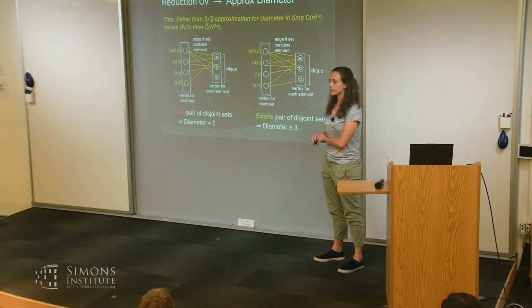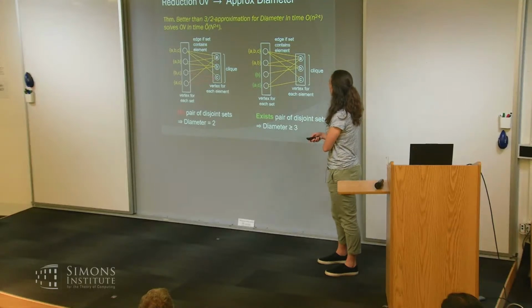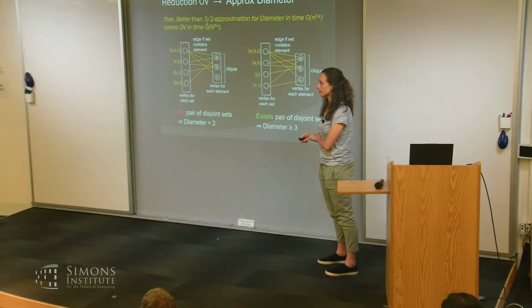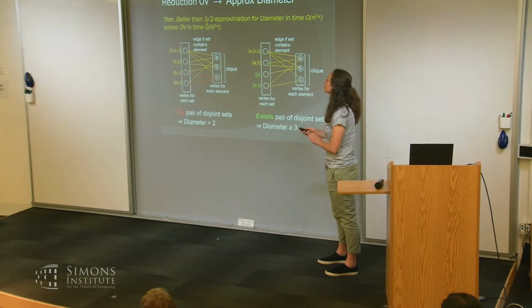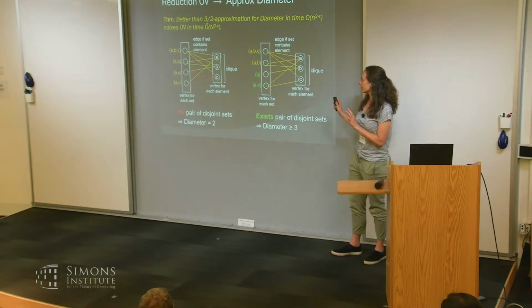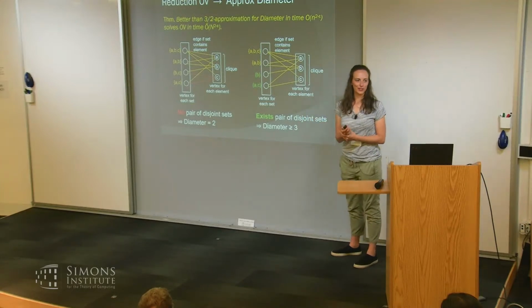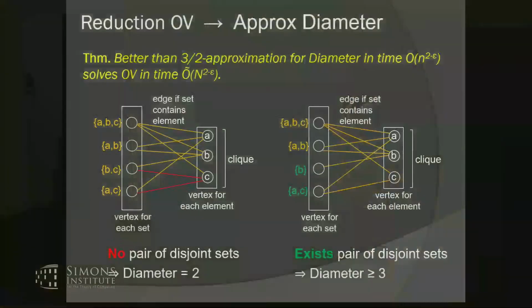Yes, if the graph is dense. What changes with this reduction if the graph is dense? What changes? Okay, yeah. So this shouldn't say anything about dense graphs. This tells you that you can't solve diameter any faster than n squared. Sorry, you can't get an approximation any better than that.